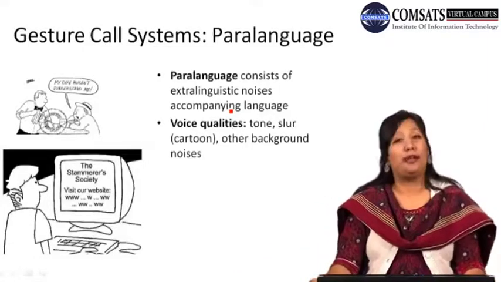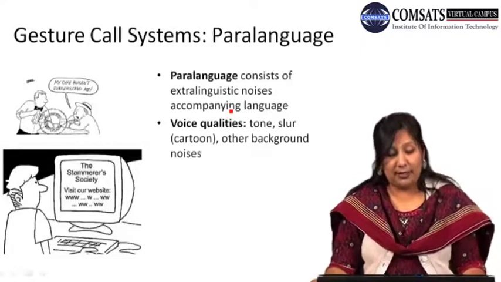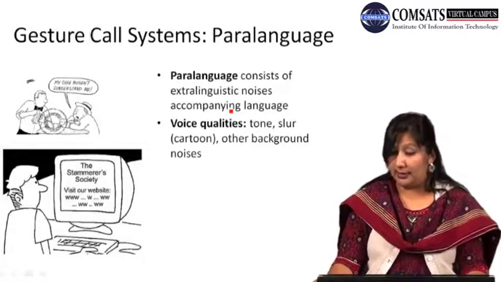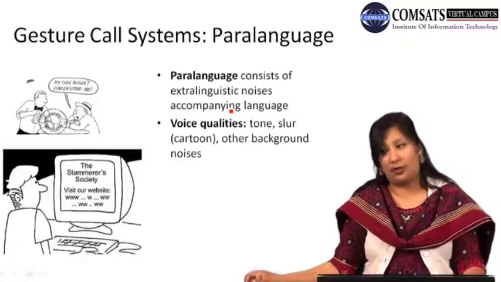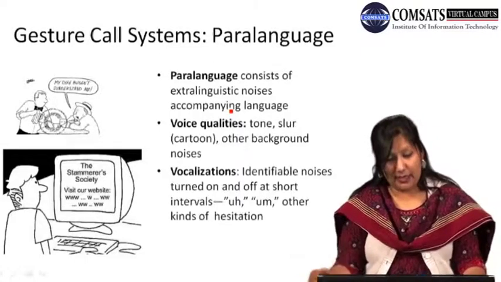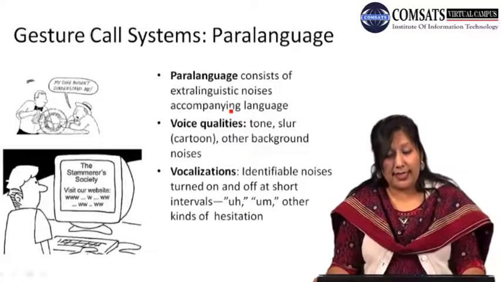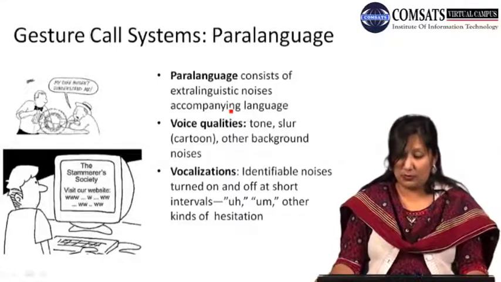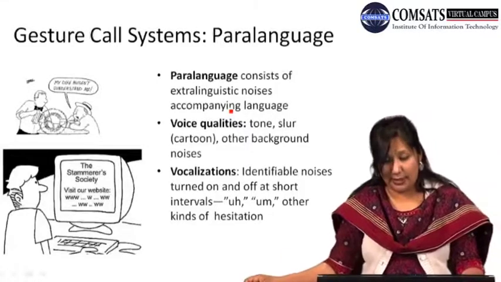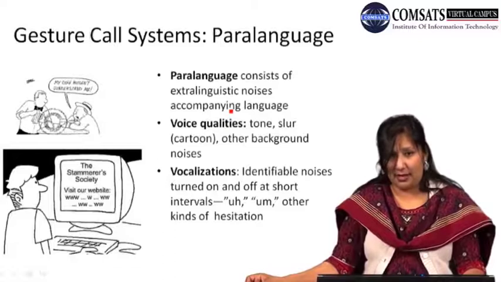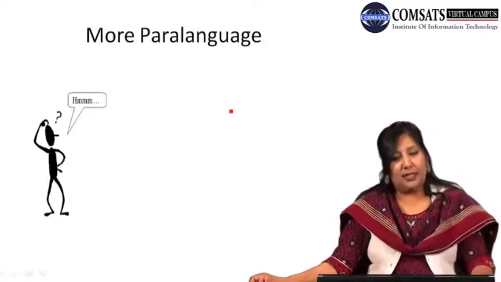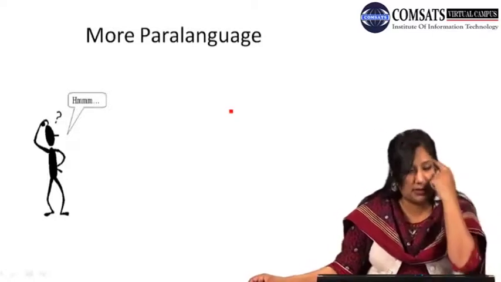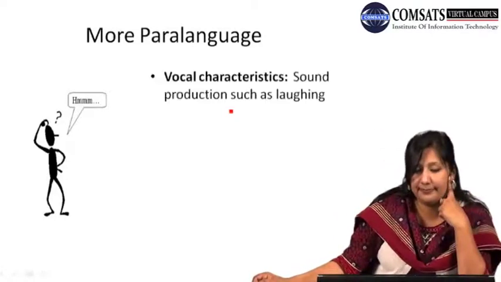Voice qualities are again very, very important. For example, the tone, the slurs, the other background noises are also very important while you are communicating. Vocalizations: identifiable noises turned on and off at short intervals, other kinds of hesitations, etc. When you are hesitating, the voices like that are an example of paralanguage.